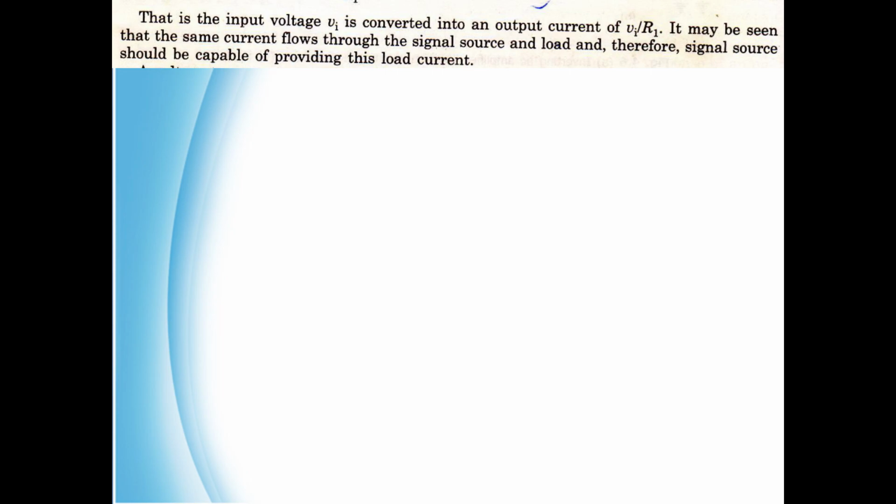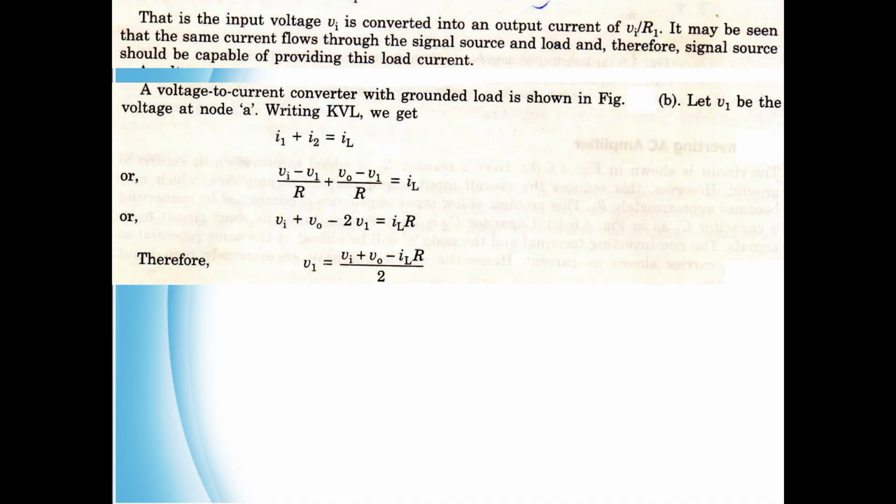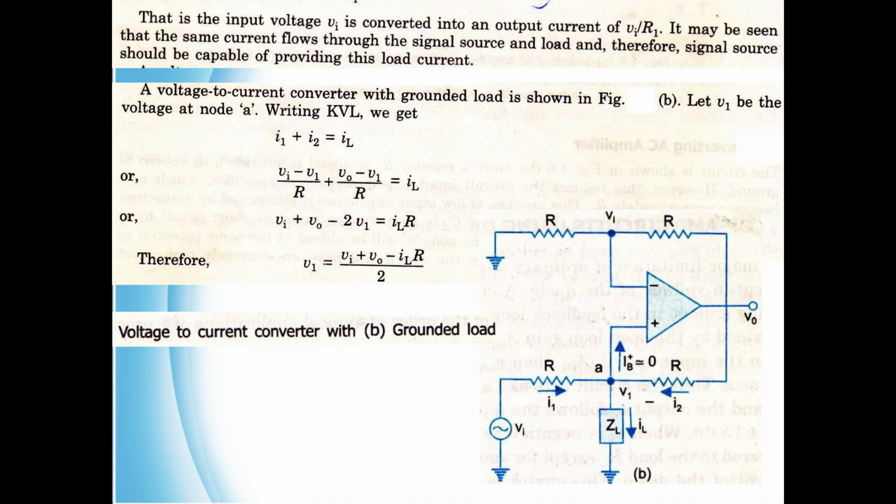It may be seen that the same current flows through the signal source and load, and therefore the signal source should be capable of providing this load current. A voltage to current converter with grounded load is shown in the following figure. So this is the circuit diagram.